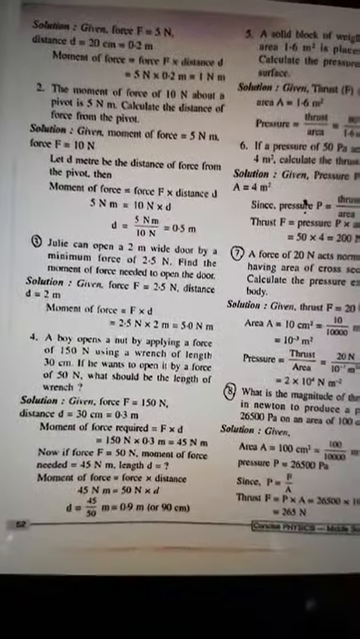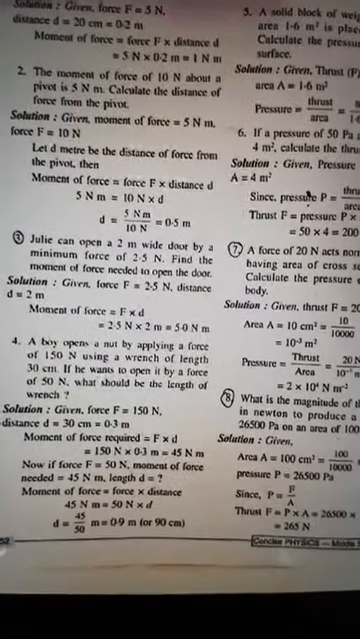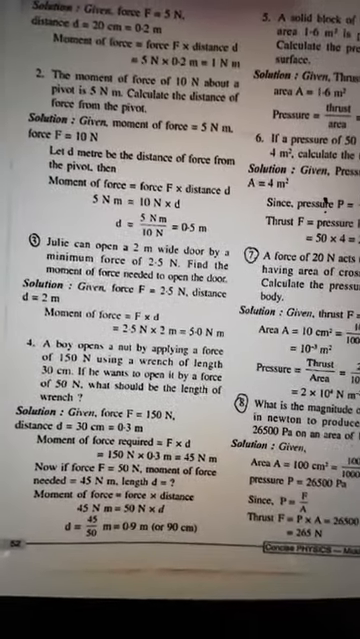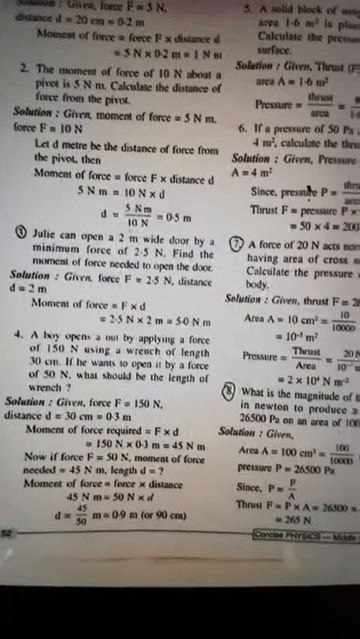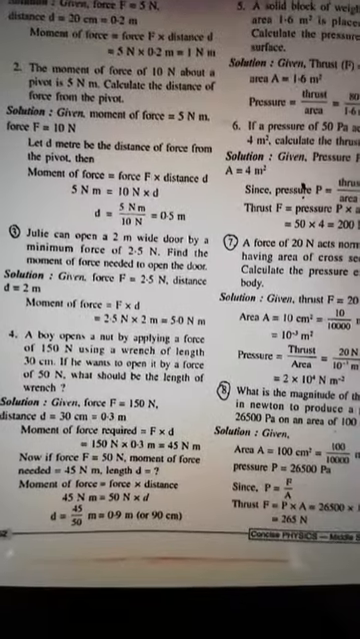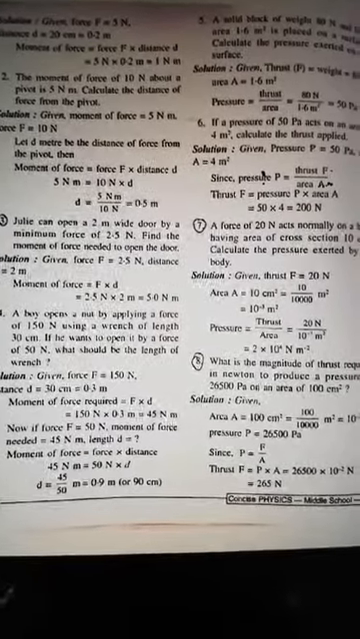Now we have to find out, it's a part 2 also. If he wants to open it with a force of 50 Newton, what should be the length of the wrench? Now they are asking, if I want to open the same nut with 50 Newton instead of 150 Newton, what should be the length of the wrench? Here we have to calculate two things. One is the moment of force, so that for the next part of the question I can use this moment of force to calculate the length of the object, or the distance from the pivoted point.